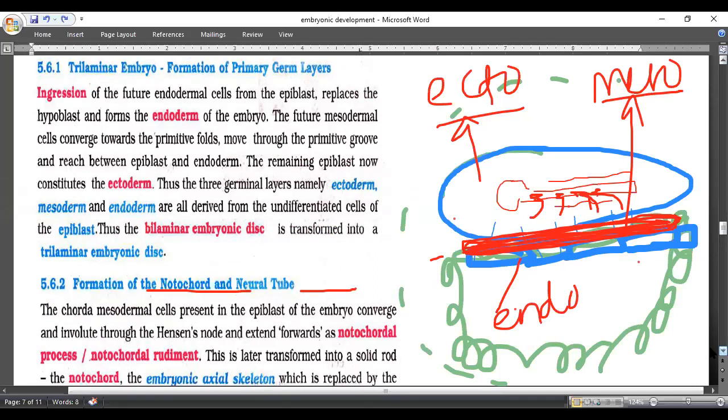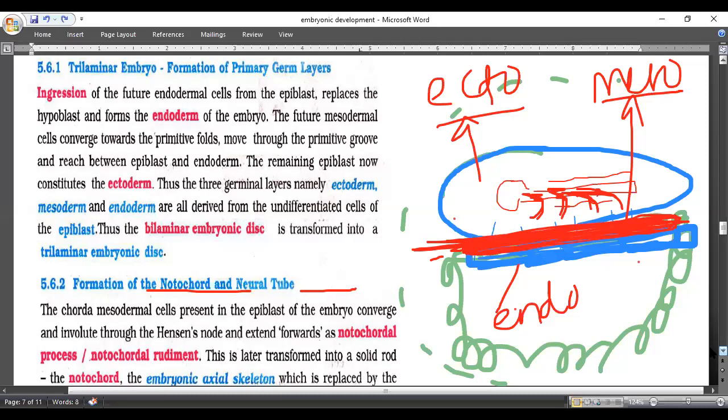Ingression of the future endodermal cells from the epiblast replaces the hypoblast and forms the endoderm. Here I have shown this blue line. Then the future mesodermal cells converge towards the primitive fold, this area, move through the primitive groove and reach between the epiblast and endoderm.